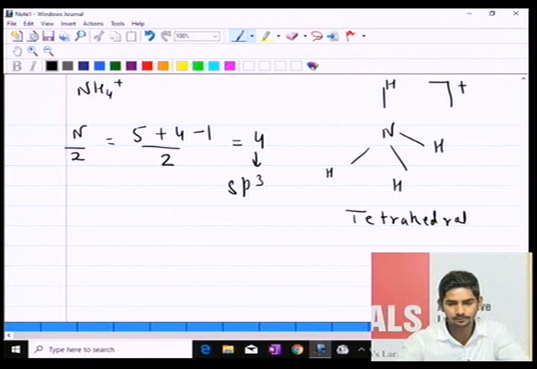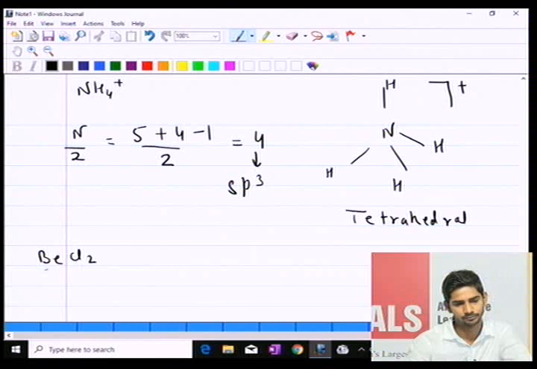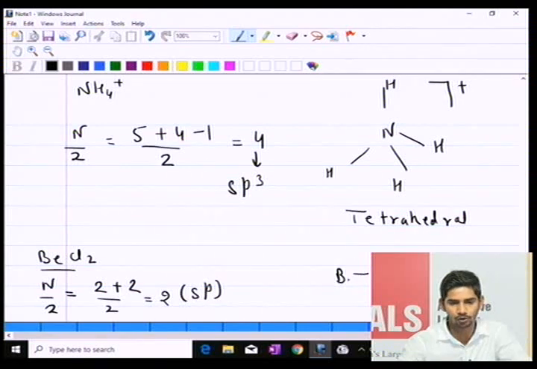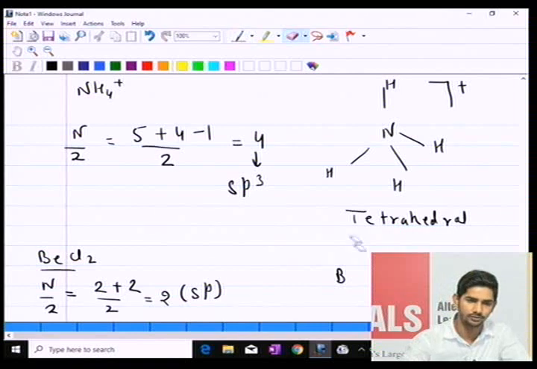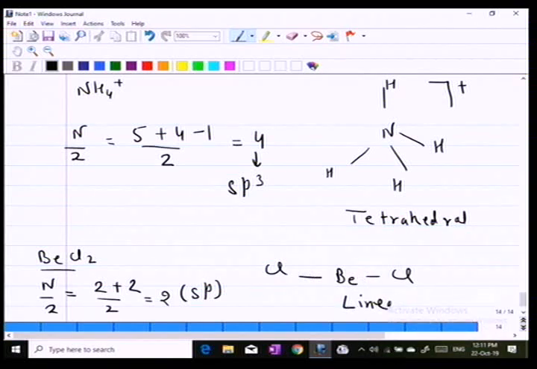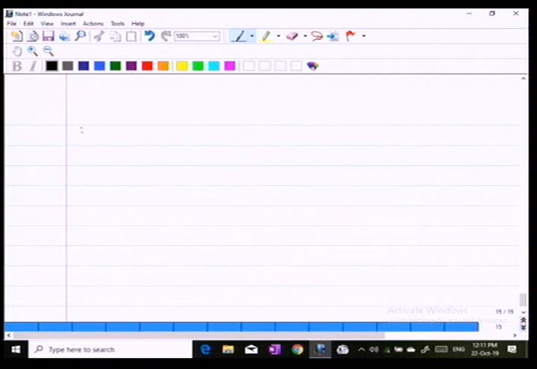Number 2, BeCl2. Calculate the n/2. Beryllium has 2 valence electrons plus 2 upon 2. It will be 2. Hybridization would come out to be sp. And if we talk about the shape, BeCl2 will be this one. This is your linear.